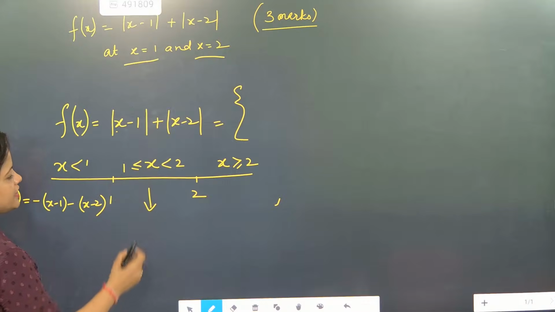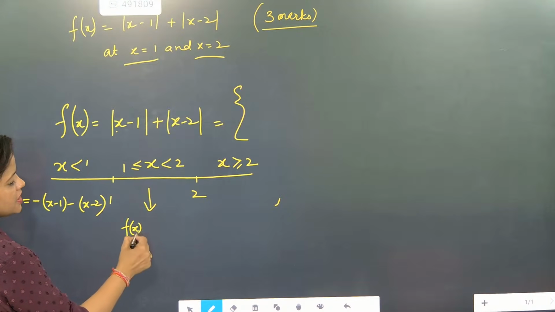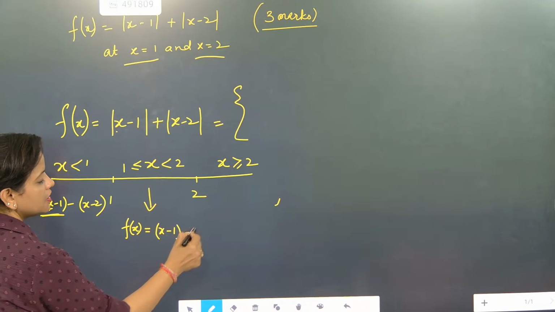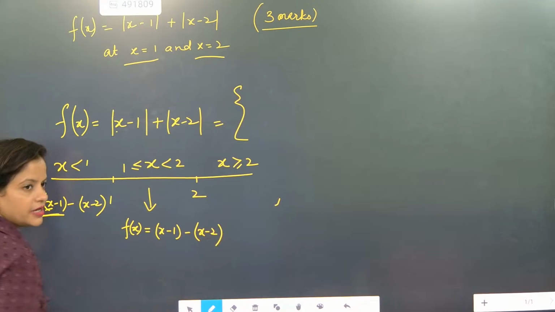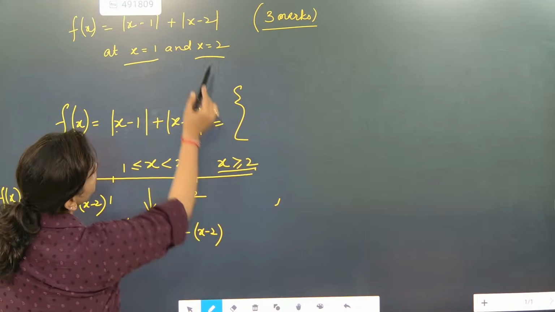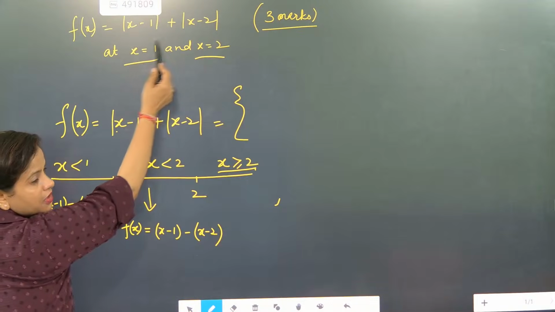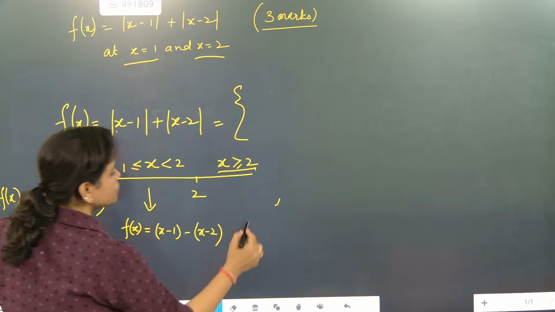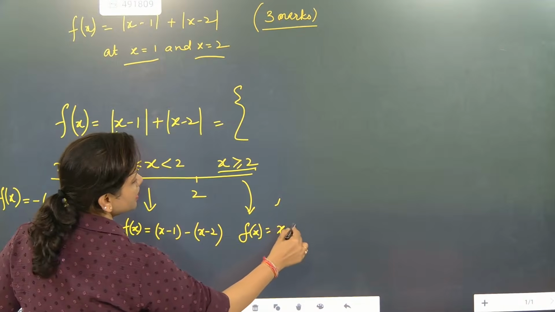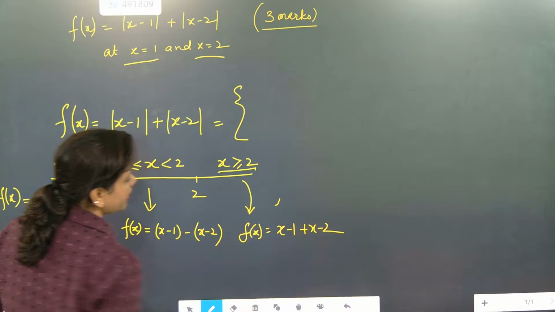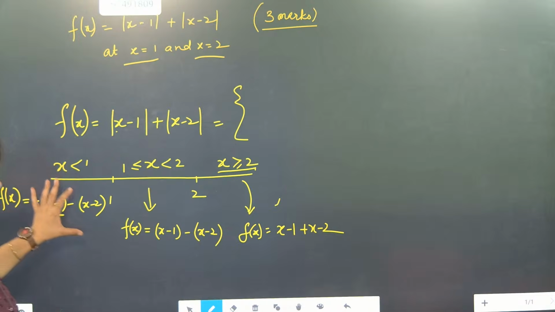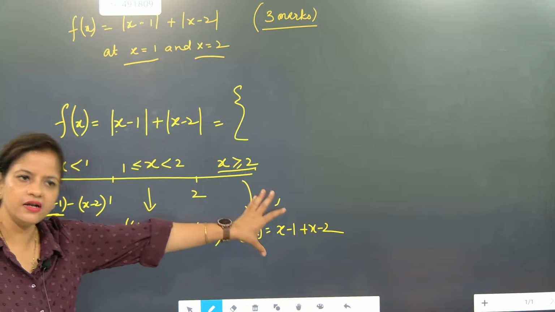Here x is greater than 1. That means for f of x, this modulus part will open with plus but this one will open with minus. Now here the region is greater than 2. Any value greater than 2 that you put is positive, so here also positive. So for this region f of x will become x minus 1 plus x minus 2. That means the entire setup is exactly for this, this and this.